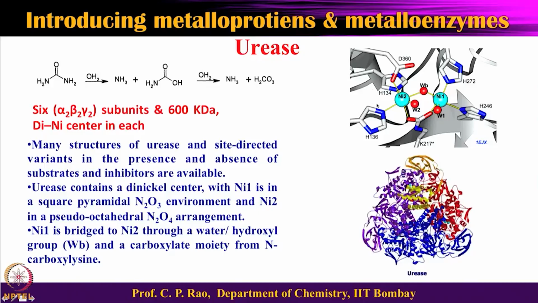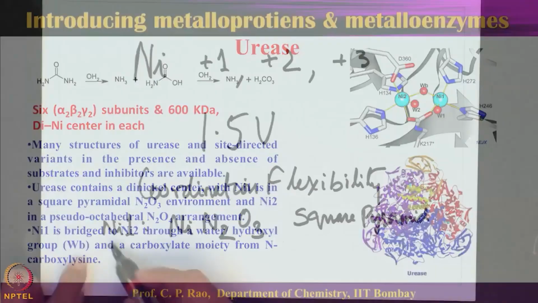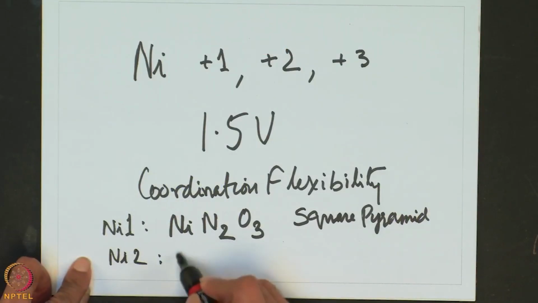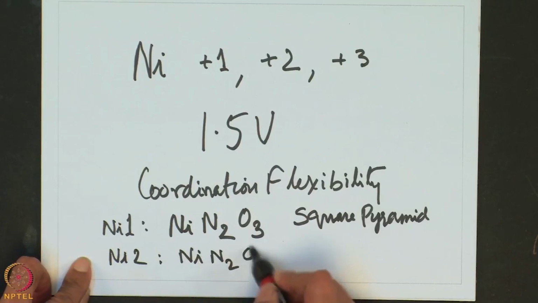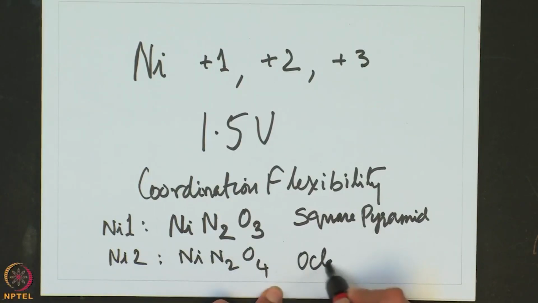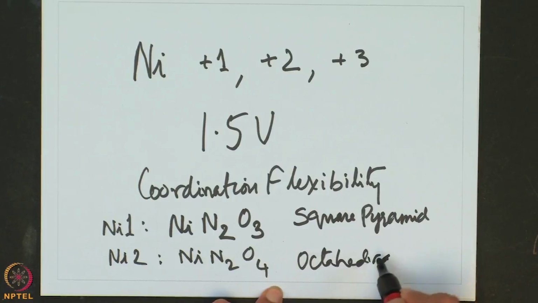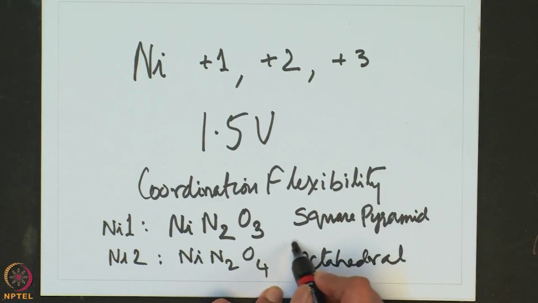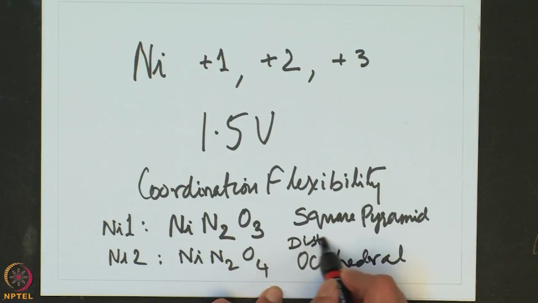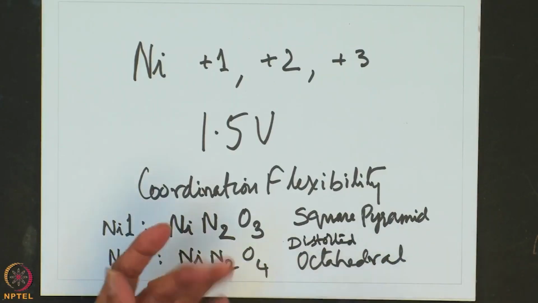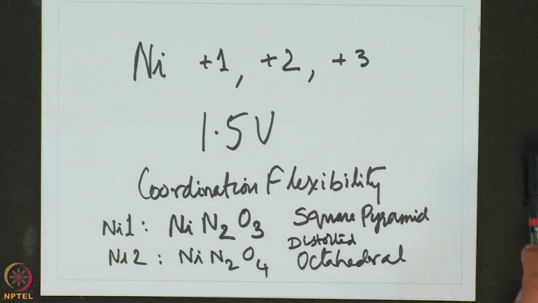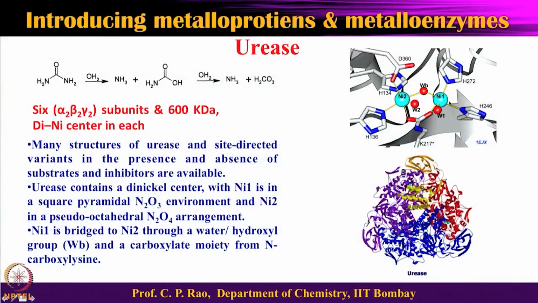So, therefore, the nickel 2 center is NO4, it is an octahedral. Of course, this is not a perfect octahedral, this is a distorted octahedral. And that is how it is. So, now you can see the coordination flexibility in this itself: one of the nickels is with 5 coordination, the other nickel is with 6 coordination. You see that? Okay. So, these are the kinds of things.